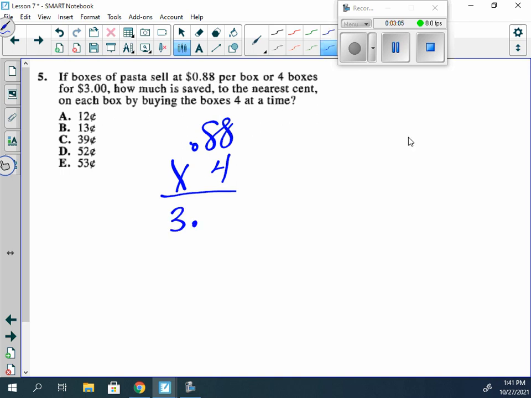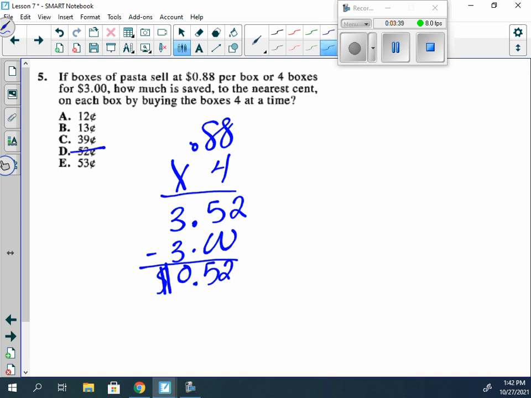$3 and what? 4 times 8 is, okay. How much is saved to the nearest cent on each box? So total, how much is it more than for all 4? So it's 52 cents more to buy all 4 boxes, yes?